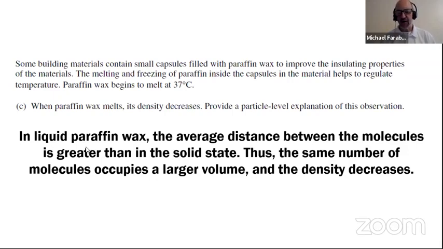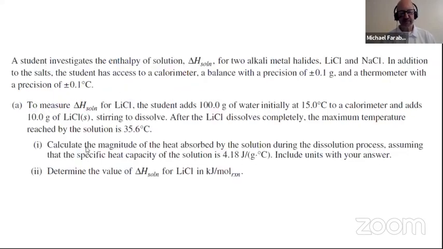All right, moving on to our next AP practice problem. Again, relevant to this lesson. A student investigates the enthalpy of solution, so there's delta H of solution for two alkali metal halides, lithium chloride and sodium chloride. In addition to the salts, the student has access to a calorimeter, which for most laboratories would be a set of styrofoam coffee cups for insulation, a balance with a precision of 0.1 gram plus or minus, and a thermometer with a precision of plus or minus 0.1 degrees Celsius.